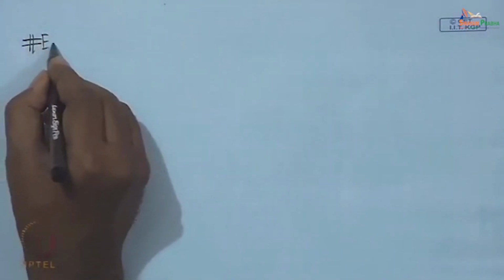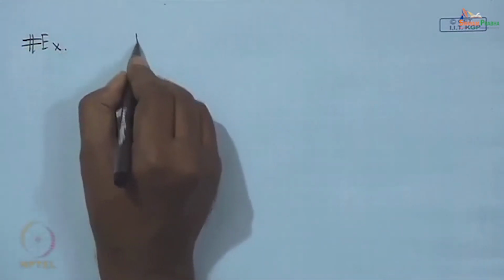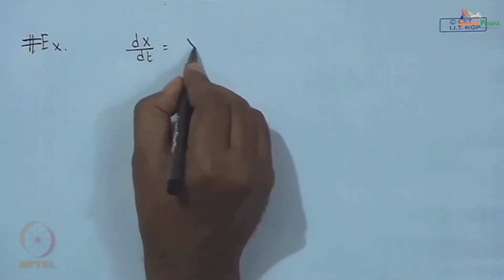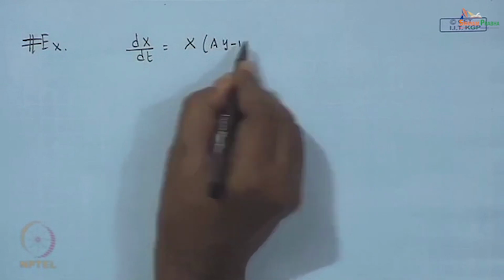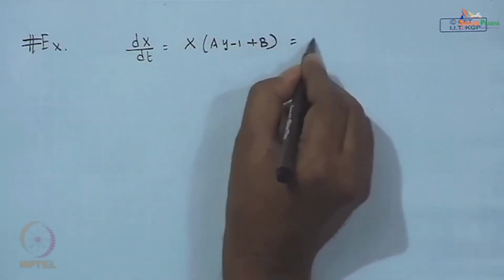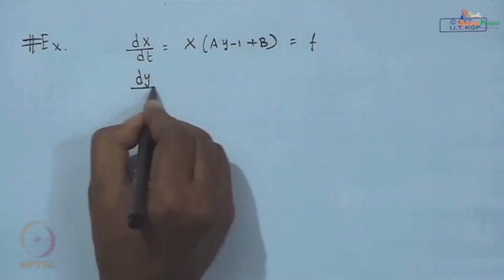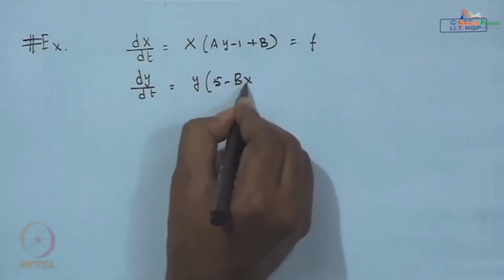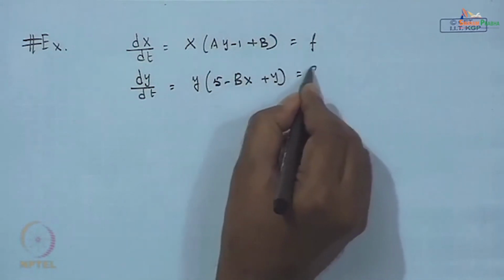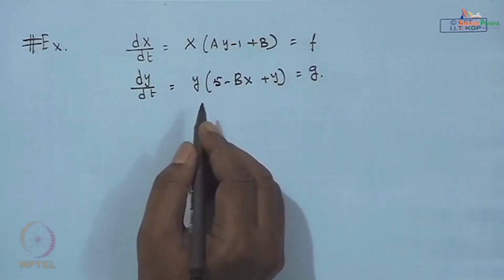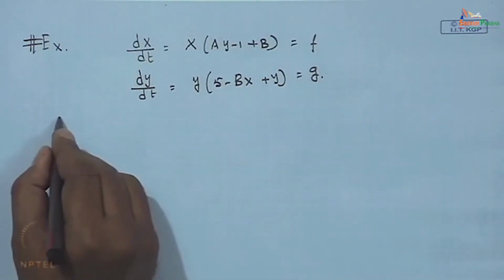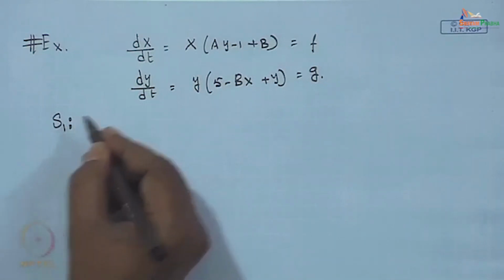So, if you remember, the example problem we were looking into is that the system is designated by these two ordinary differential equations: dx/dt is equal to x(a y minus 1 plus b), that is equal to f, and dy/dt is y(5 minus b x plus y), that will be equal to g. Now, we have already solved this problem in the last class. There are three steady states available in this problem.